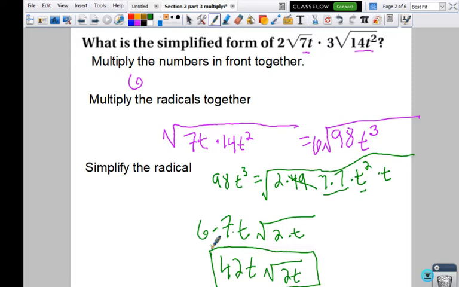So 42t square root of 2t. And that's it. So we've got to make sure to multiply the outsides together, and then multiply the insides together.